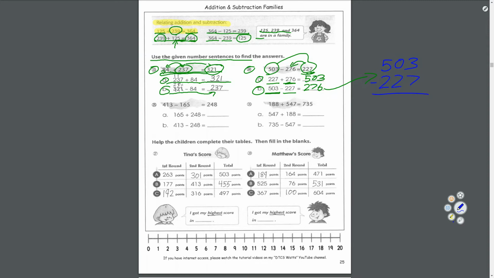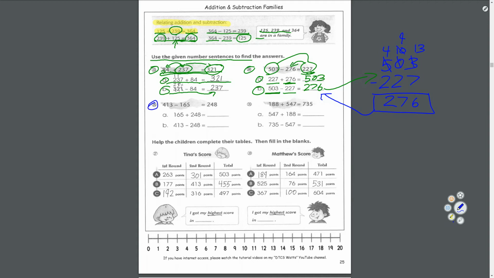3 take away 7, can't do it, can't borrow from 0. Cross out the 5, turns to 4. Cross out the 0, turns to 10. Cross out the 10, turns to 9. Cross out the 3, turns to 13. 13 take away 7 equals 6. 9 take away 2 equals 7. 4 take away 2 equals 2. 276. Okay? We don't need to do the work because it's a math family.